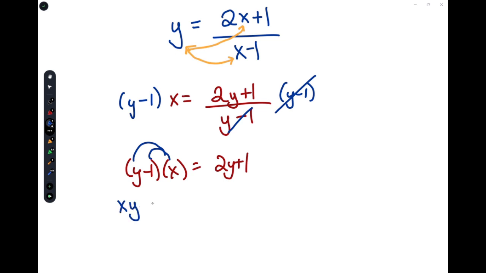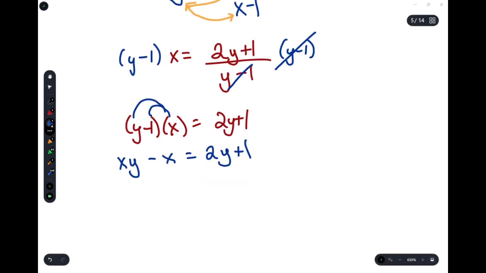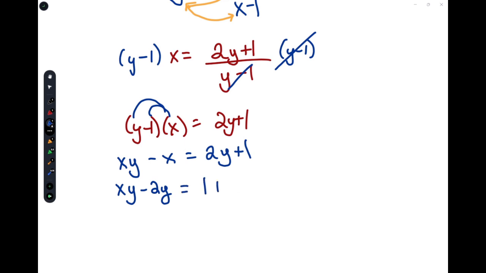xy minus x equals 2y plus 1. And now the y's need to be alone, right? And how do we get the y's by themselves? Send them to the same side. So xy minus 2y. And you know what? We don't want that x over here. Equals 1 plus x.